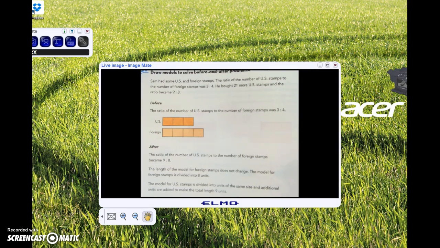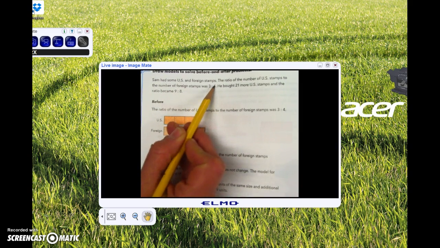So here goes. This morning we talked about how Sam had some US and foreign stamps. The ratio of the number of US stamps to the number of foreign stamps was 3 to 4. And since US stamps was the first one mentioned, that would be the first part of our ratio, 3. And the number of foreign stamps is 4.